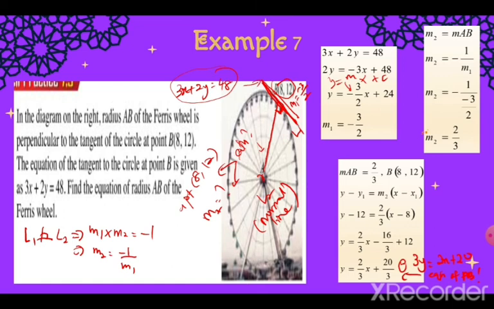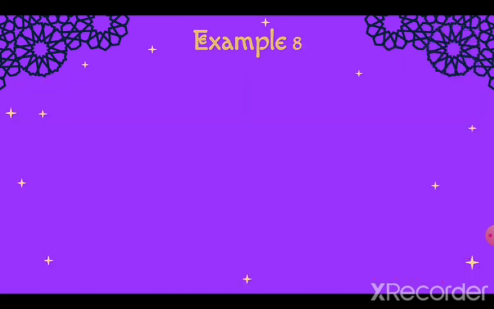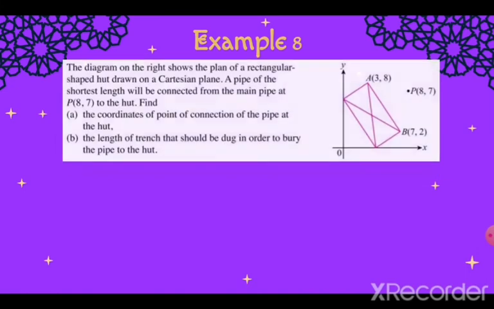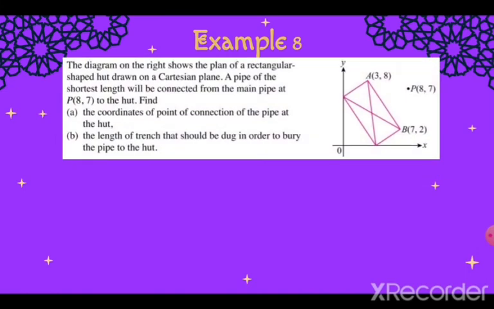Okay, next, let's look at example 8, the last example if I'm not mistaken. The diagram on the right is a plan of a rectangular shaped hut drawn on a Cartesian plane. A pipe of the shortest length will be connected from the main pipe at P. So this is the main pipe.